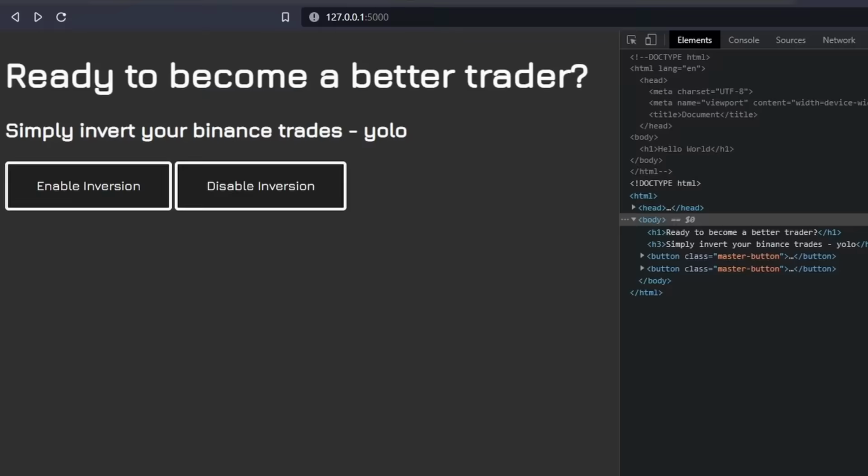Everything is working as it should. I have made some cosmetic changes so that the buttons change from green to red when you hover on them to kind of signify the idea of inversion of the buy and sell buttons on Binance.